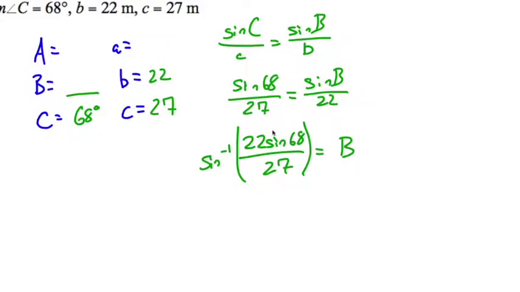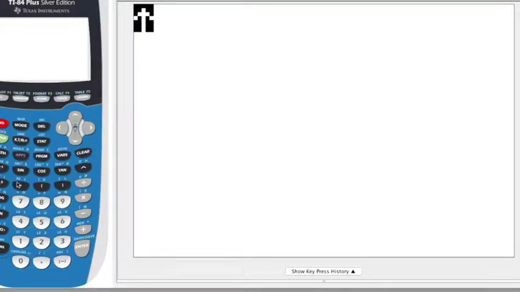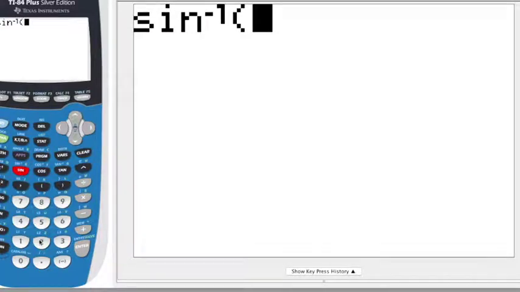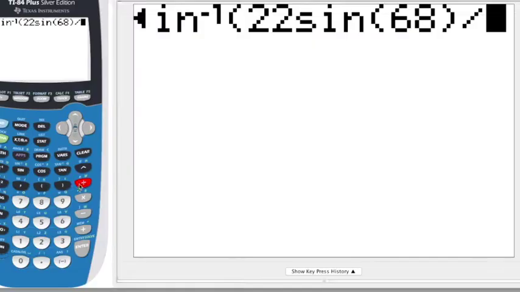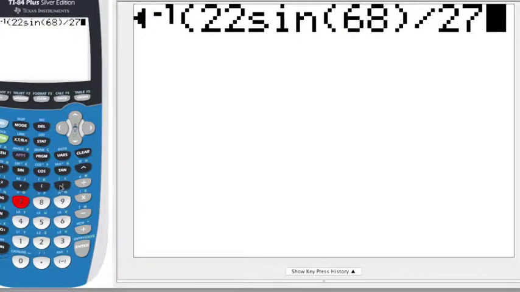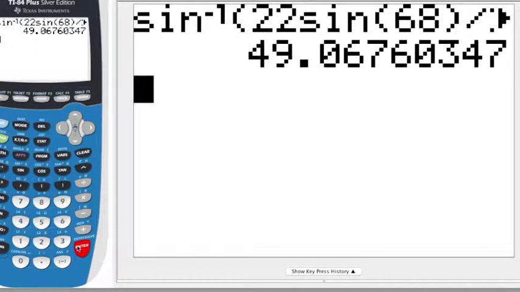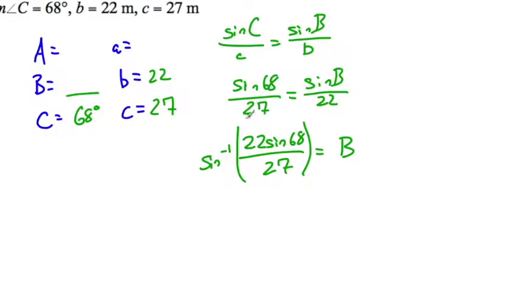So if I put this into my calculator, I could do inverse sine of 22 times the sine of 68 divided by 27. And so I put all that in my calculator, and it tells me that this angle is, let's just say, 49. So B equals 49 degrees. That works. It's an answer.